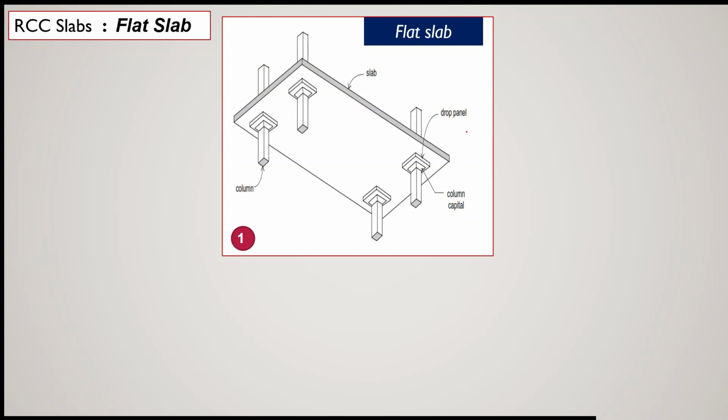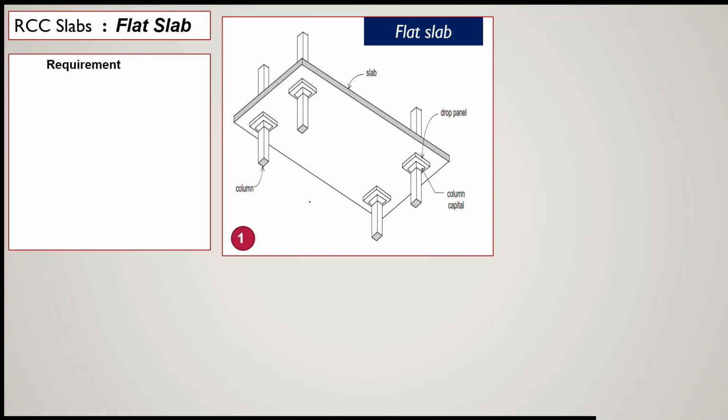Now these drop panel and column capital, we will go through in detail in the coming lectures. Now, what is the requirement? When no beams are required for any reason, such as aesthetics or the architectural point of view, you have to design a slab in such a way that you are not willing to provide any beam, basically to increase the head space.